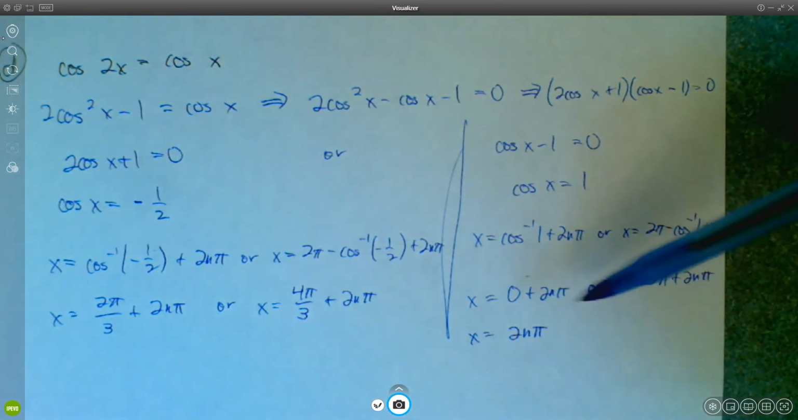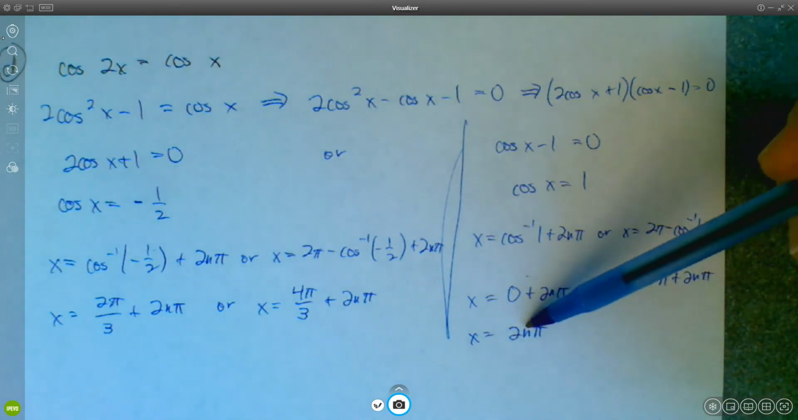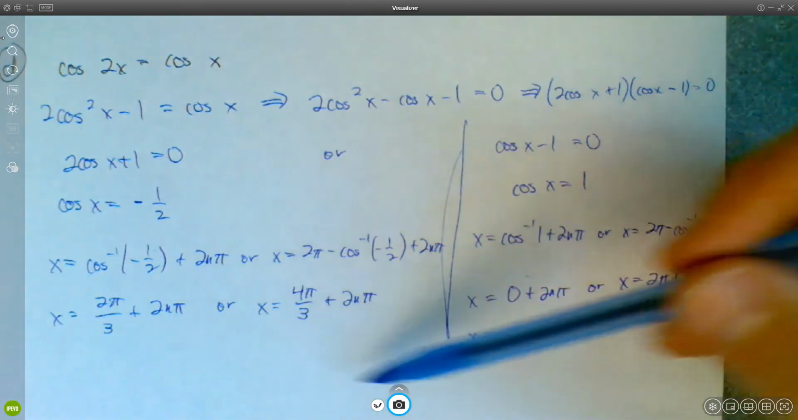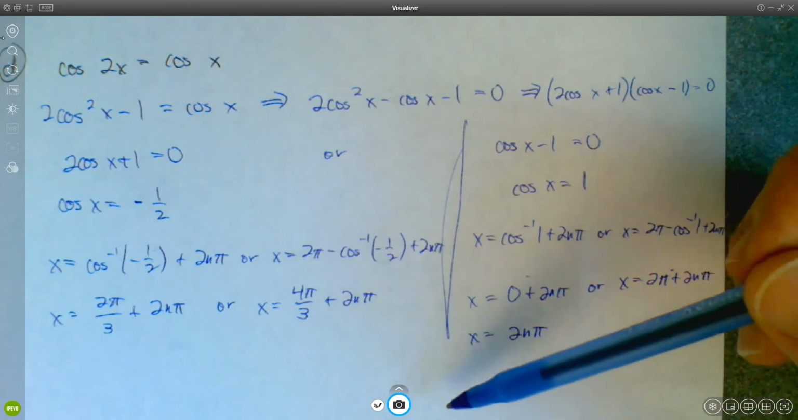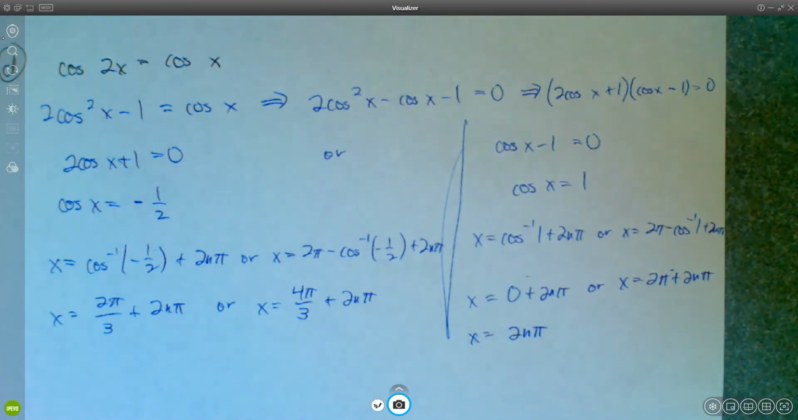Because if you think about the angles that are generated by 2n pi, when you plug in 0, you get 0. When you plug in 1, you get 2 pi. When you plug in 2, you get 4 pi, and so forth, right? So there's an infinite number, and then you get to negative 4 pi, negative 2 pi, 0, 2 pi, 4 pi, 6 pi, 8 pi, and so forth.